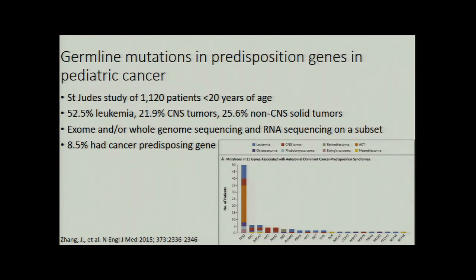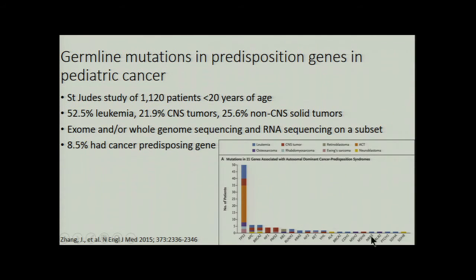There have been a couple of recent publications using next-generation sequencing to identify germline mutations in patients with pediatric cancer. This is a St. Jude study that was done with over 1,100 patients, less than 20 years of age. These patients had leukemia, CNS tumors, and non-CNS solid tumors. They performed exome and/or whole genome sequencing and then RNA sequencing on a subset. And they identified a cancer predisposing gene in 8.5% of their cohort.